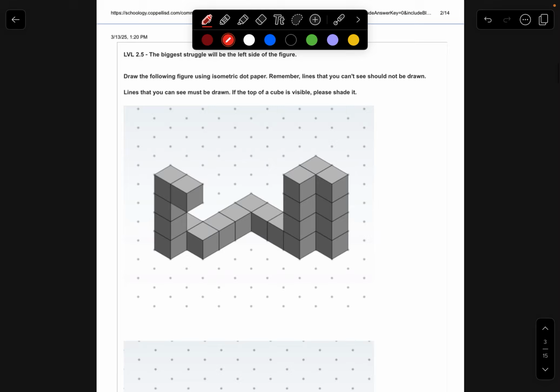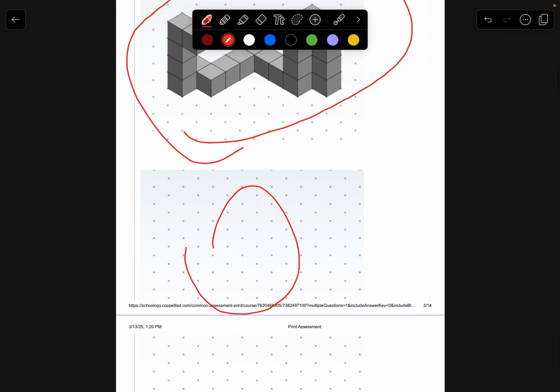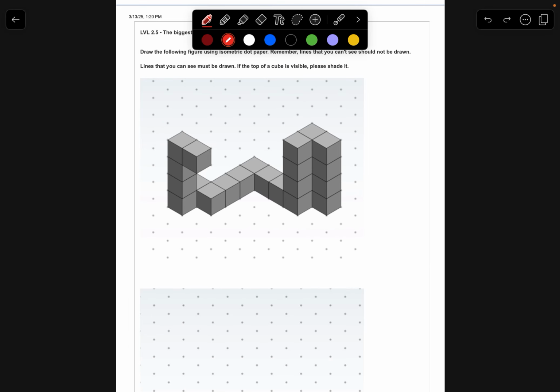I'm not going to take the time to do this, but you need to be able to redraw this in the space here. I don't like the way it's broken up. Maybe I need to redo that, but I need you to be able to recreate those.